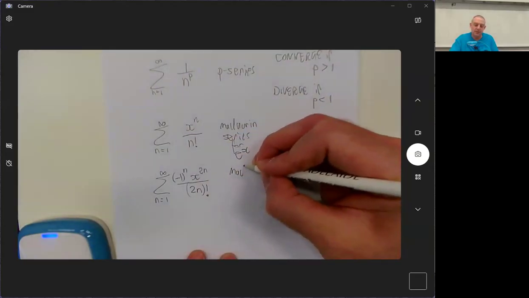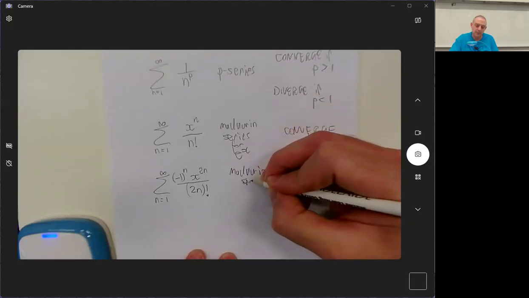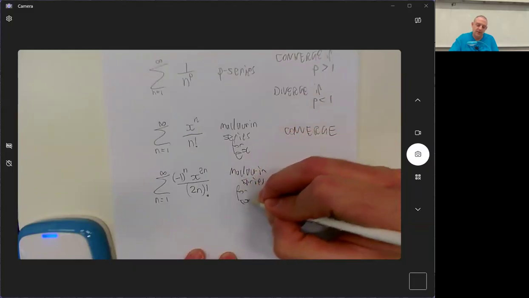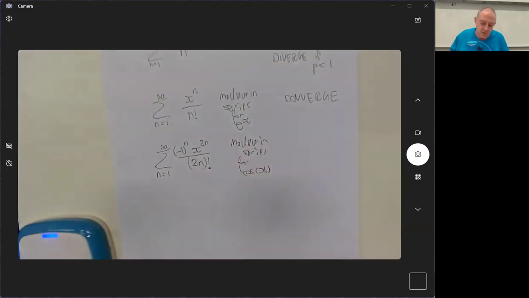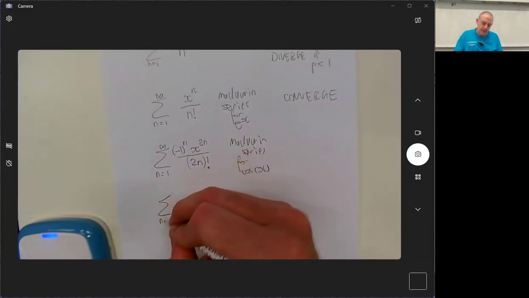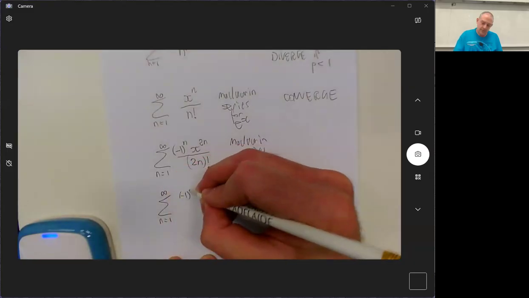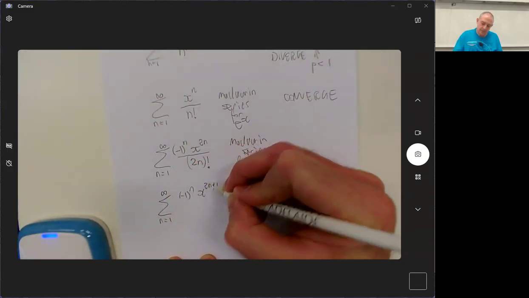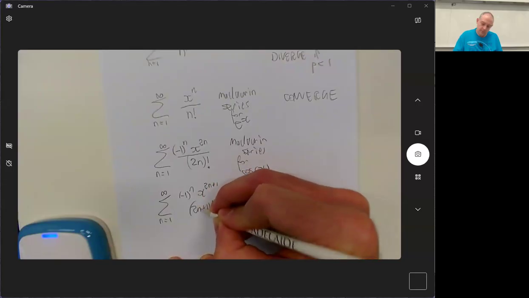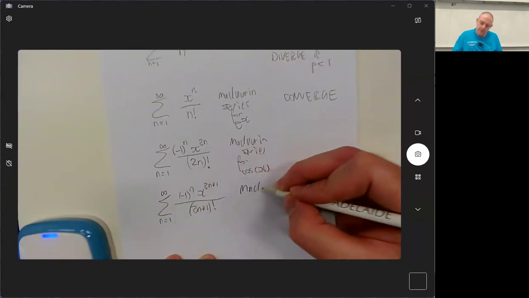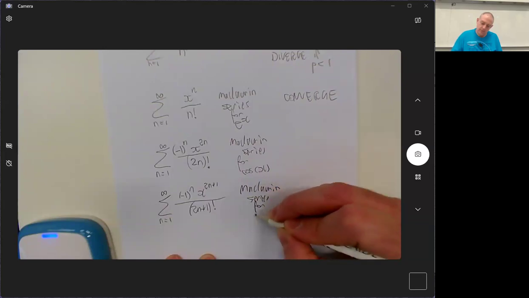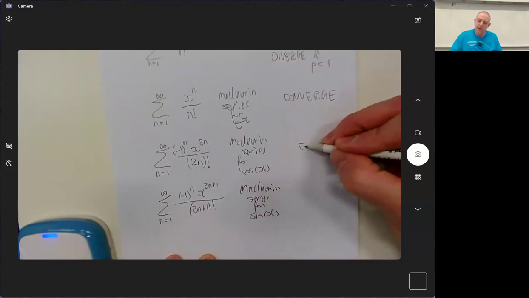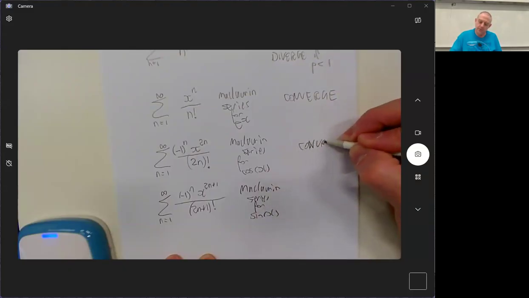That's the Maclaurin series for cos x. Let me just check. When n is 0, we get a 1. Okay, cool, that's correct. And they also always converge.